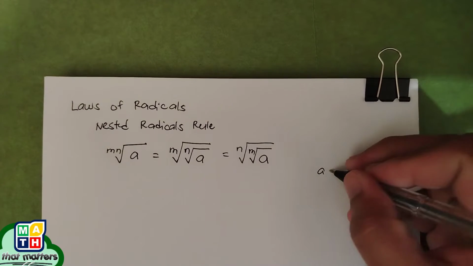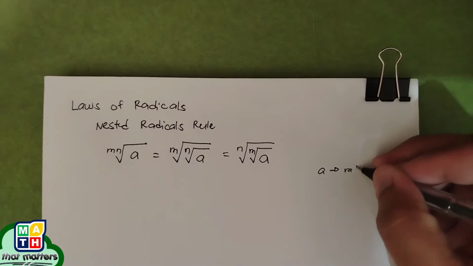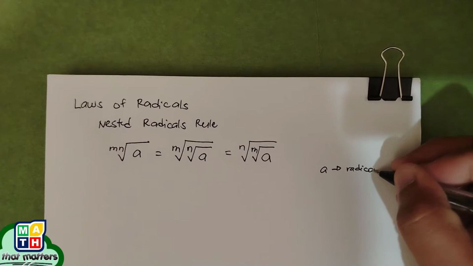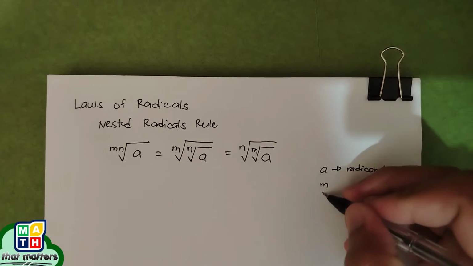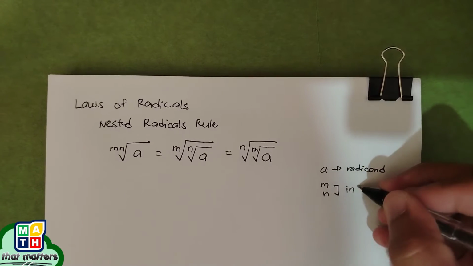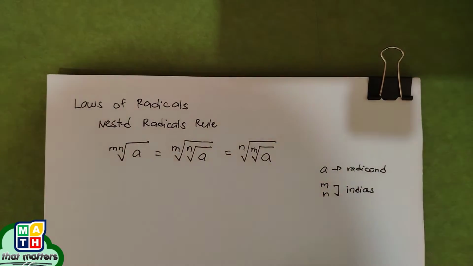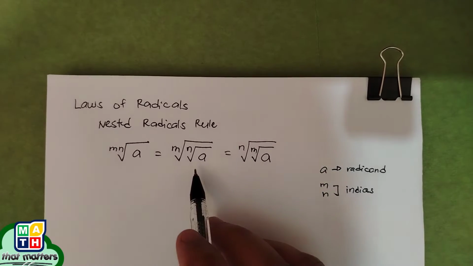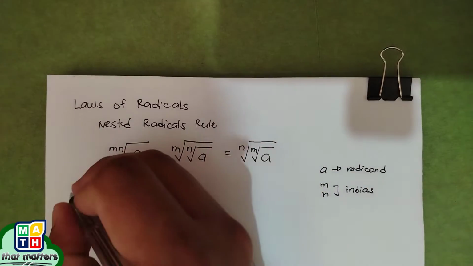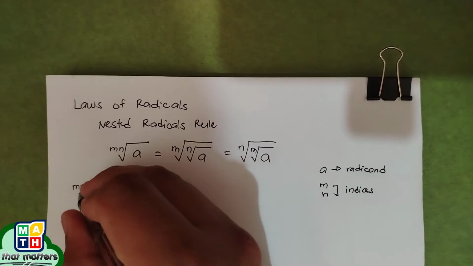A here is again our radicand, while m and n would be our indices. Okay. So we are going to show that from here, this is equal to that and also equal to this one here. So let's start with this expression.